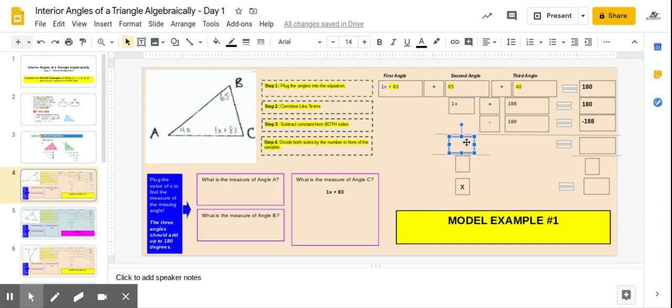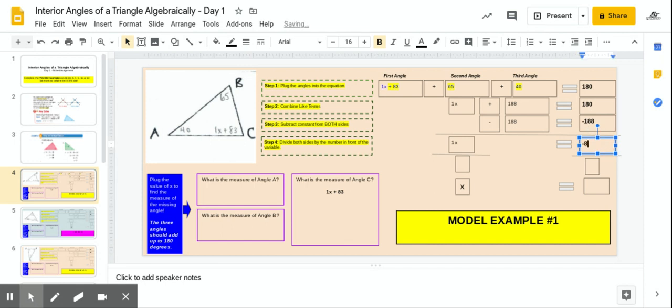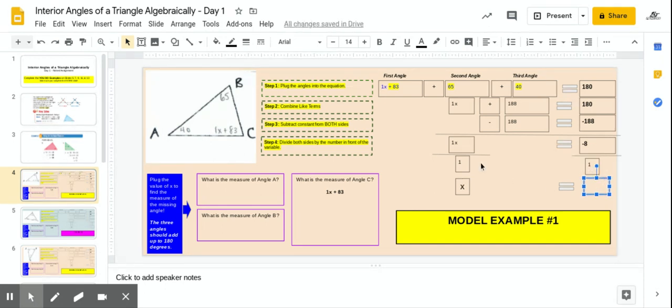I bring down the 1x. Okay, the 188s are going to cancel each other out. And then 180 minus 188 gives us a negative 8. Don't freak out that we got a negative 8. Okay, now our last step, if I didn't write this 1 here, technically we would be done, but the 1 is there, so I simply divide both sides by the number in front of the variable, which in this case is 1. So 1x divided by 1 is simply x, and then negative 8 divided by 1 is negative 8. Okay, so we get x is equal to negative 8.